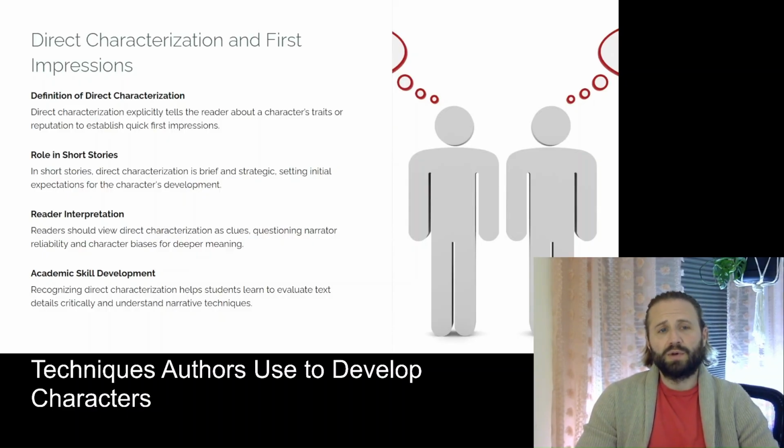So, direct characterization: sometimes authors tell us who a character is directly. For example, they say something like, he was quiet and withdrawn. This is direct characterization. This is when the author uses adjectives, typically some sort of modifiers, to tell us directly what a character is like. This establishes first impressions, and it reinforces maybe what we already suspect. Direct characterizations and statements guide our expectations.